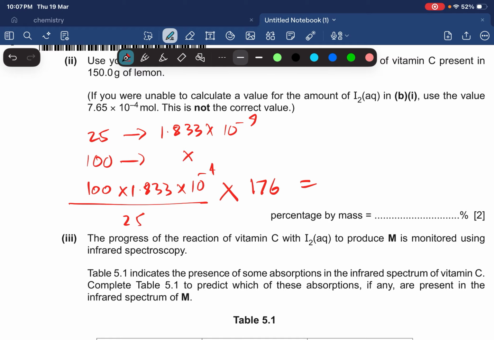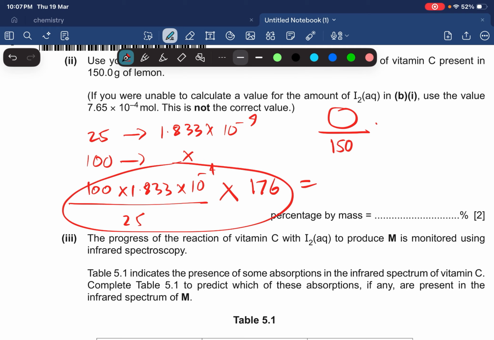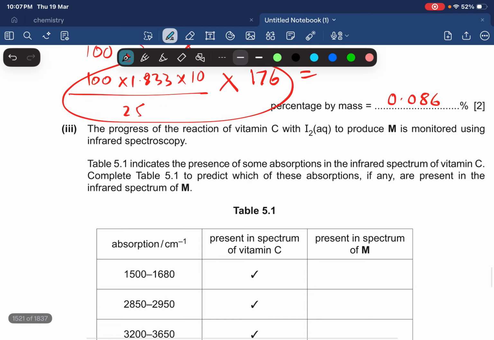जब आपके पास मास ऑफ विटामिन सी आ जाएगा, तो आपने अपने मास को ऊपर रखना है, नीचे 150 को रखना है, मल्टीप्लाइड बाय 100 करना है, तो आपके पास आ जाएगा जो आंसर, बस उसी को ले लेना. 0.086% आंसर आ जाएगा, और सही आंसर होगा.